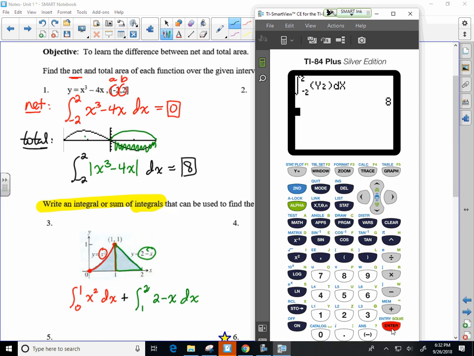And again, if you want, you could just go -2 to 0 and get it that way. If you want, this one you might have seen before for Calc 1. I'm going to turn off my y1 equation and just look at y2 in the graph.